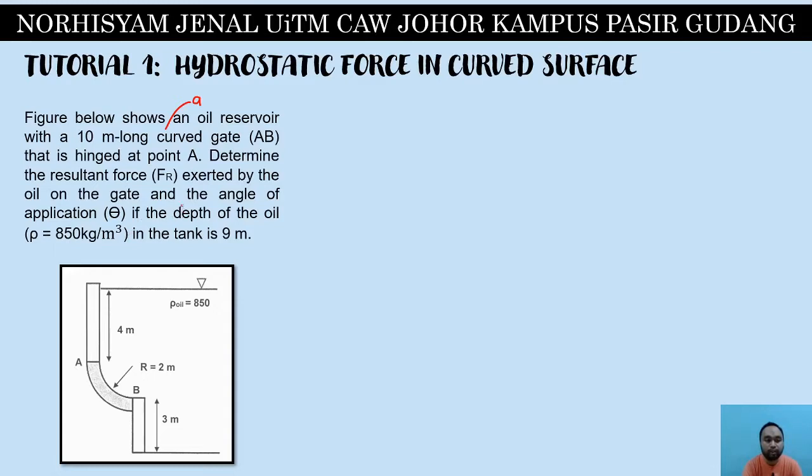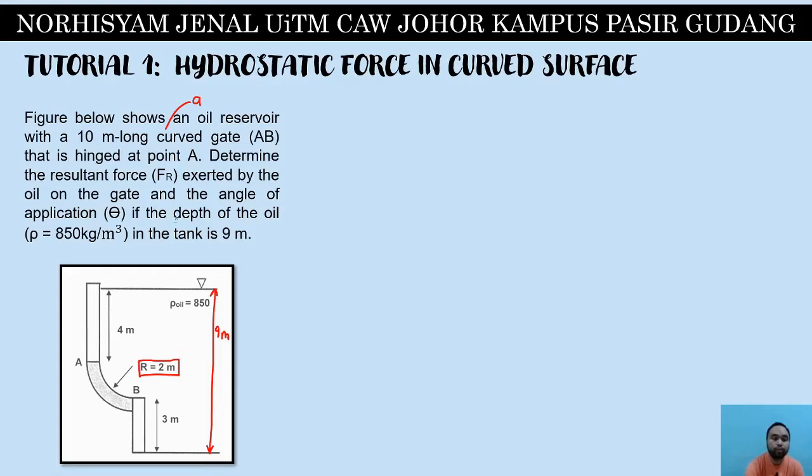Determine the resultant force Fr exerted by the oil on the gate and the angle of application if the depth of the oil, which is having a density of 850 kg per meter cube, in the tank is 9 meter. So the total depth from the top or the surface of the liquid to the floor is 9 meter. So if we add up, 4 plus 2 is 6 plus 3 is 9 meter. Okay, so the radius over here is 2 meter.